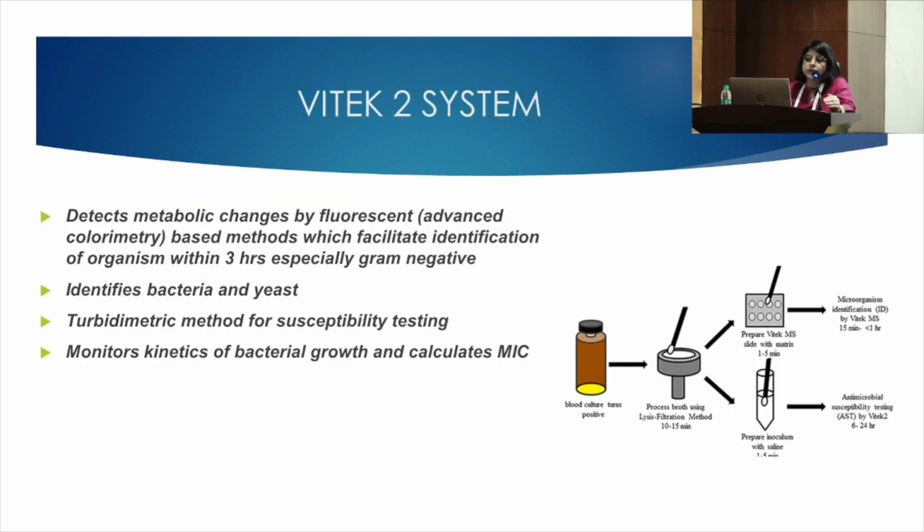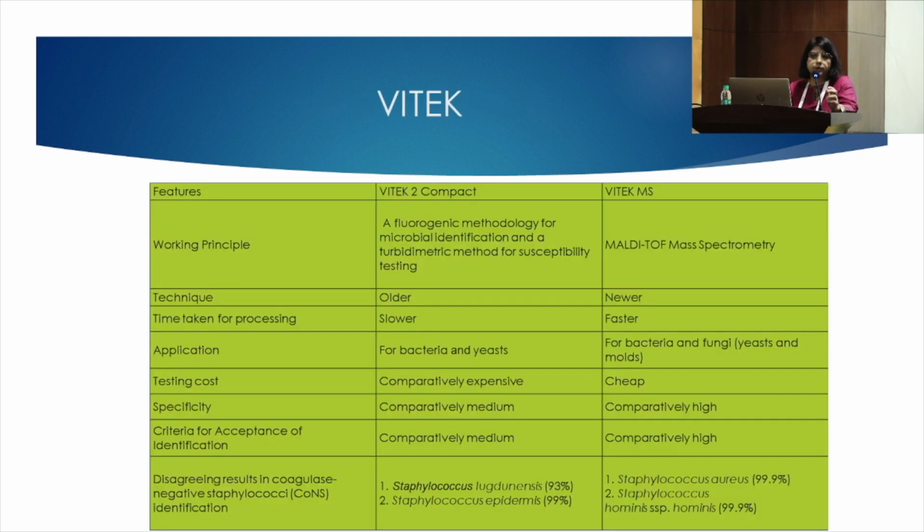This BRiCC system is based on advanced colorimetry, basically a fluorescence-based method, where you will get different colors when different pathogens are exposed to different reagents. That's the basic principle on which it works. It can identify bacteria and viruses, and you can also calculate the MIC of the organism. This has been used for a long time, the BRiCC.